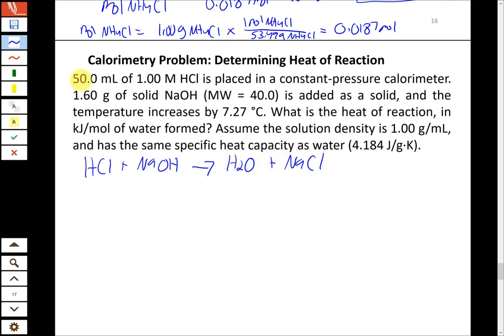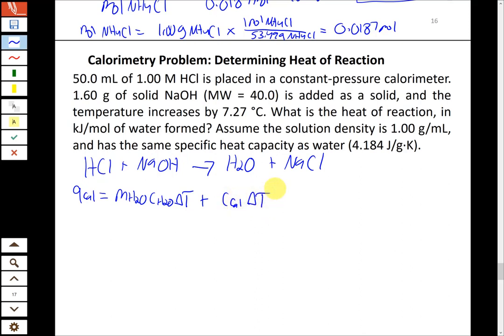And so the first step is going to still be the same. We're going to find the heat of the calorimeter, which is just going to be MC delta T for water plus heat capacity of the calorimeter times delta T.